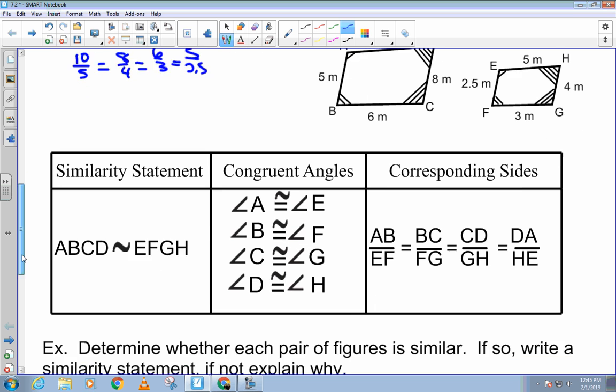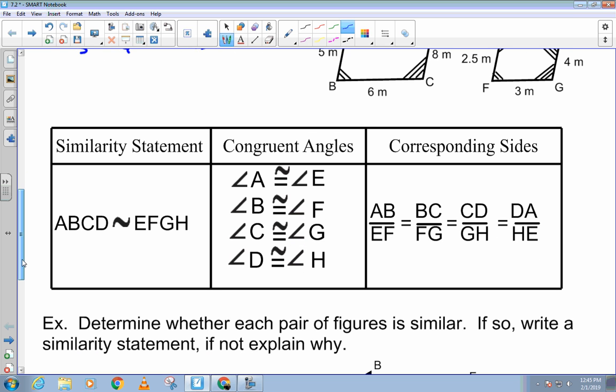When you state two polygons similar, it's a lot like when you state them congruent. The order in which you state it is important. Like the A corresponds with the E, and that tells me that those are the two angles that are congruent to each other. And the B corresponds with the F, those are congruent. The C with the G, and the D with the H. Okay? So just from this similarity statement, I can determine which angles are congruent. I can also determine which sides are proportional.